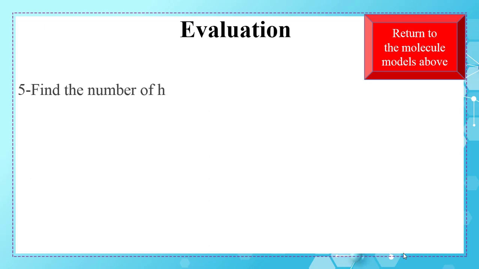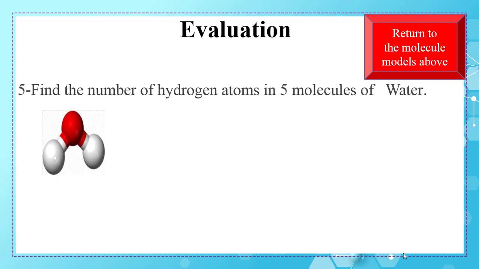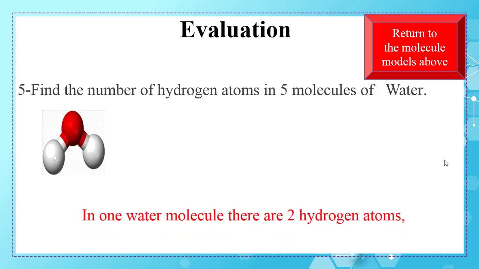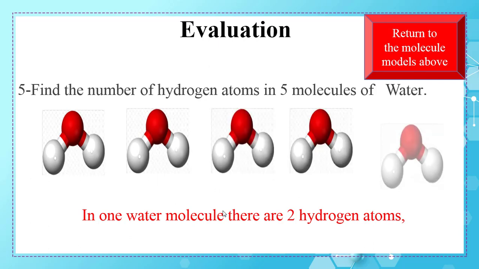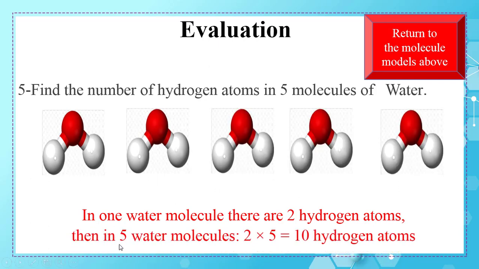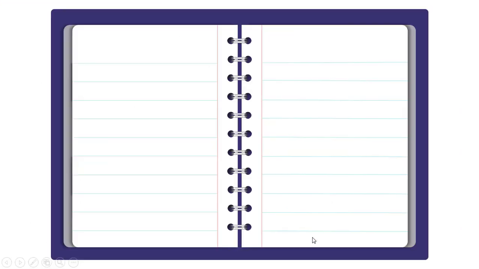Now find the number of hydrogen atoms in 5 molecules of water. So if I have 5 molecules of water, how can I calculate the number of hydrogen atoms? In 1 water molecule, there are 2 hydrogen atoms. So how many hydrogen do I have in 5 molecules of water? The answer is then in 5 water molecules, we multiply the 2 by the number of molecules, which is 5. I get 10 hydrogen atoms.